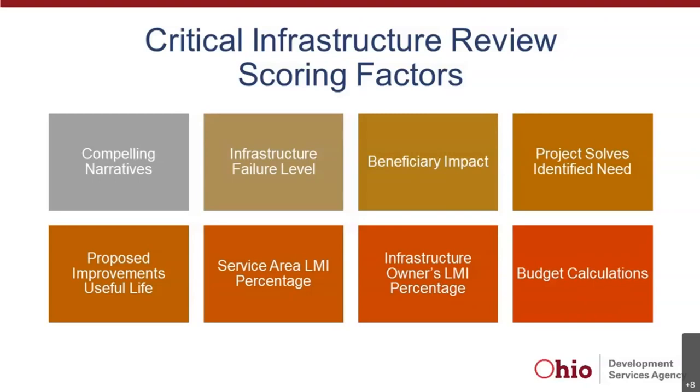Program design is worth 75 points and includes the project's criticality as demonstrated by the application narrative, photographs, the critical infrastructure condition form, and additional supporting documentation. Points are awarded based on the impact of the infrastructure's current condition on identified beneficiaries, the number of individuals expected to benefit from the project and supporting documentation.